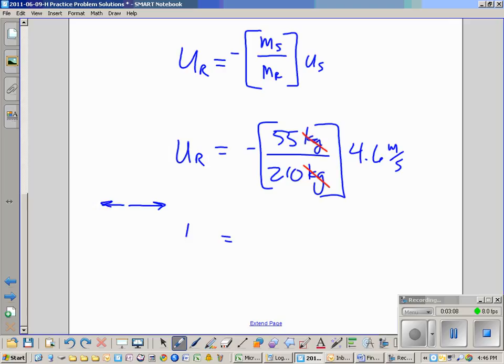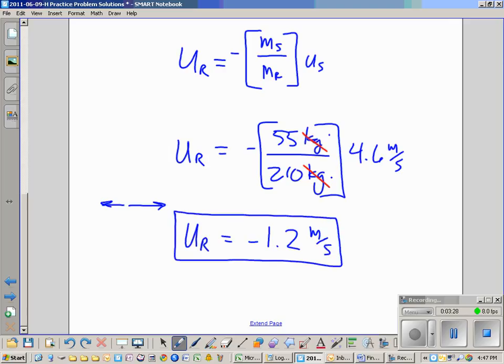All right, so UR is equal to negative 55 over 210 times 4.6 meters per second. Again, the mass units cancel out, so we get negative 1.2 meters per second as the velocity of the raft in the opposite direction. And that makes sense because since it's more massive, it would have to have a smaller velocity to have the same momentum in the negative direction as the swimmer does going in the positive direction.